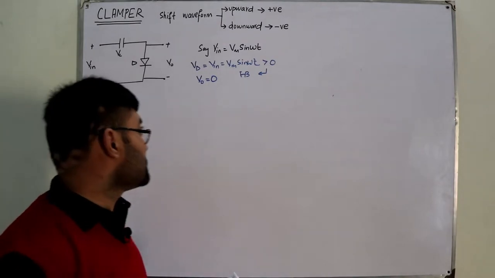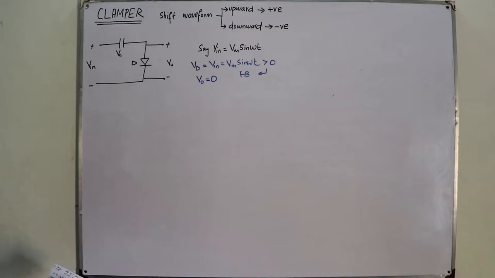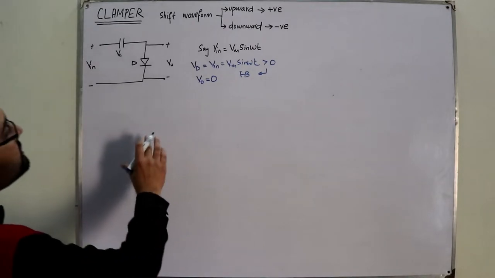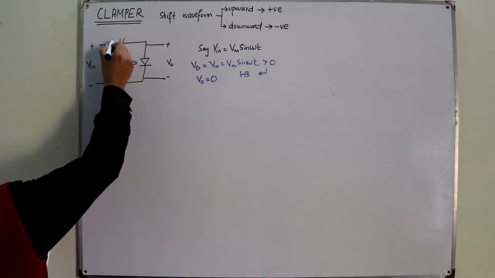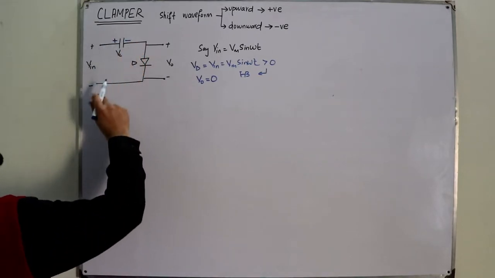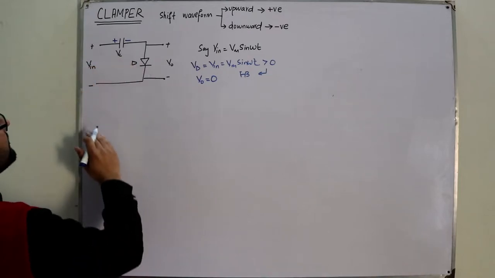Directly will be equal to 0 volts, right? Yes. So if this is equal to 0 volts, have a look. What would be the case? You need to find out the voltage across the capacitor as well. So the plus is connected to this side, minus is connected to this side. So the voltage across the capacitor in this case is also equal to V input.